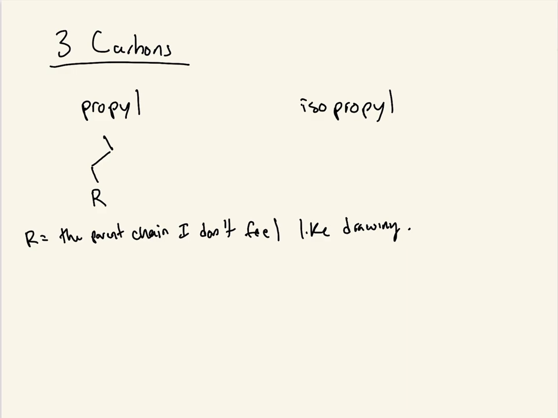And so then isopropyl is the peace sign. And we're only going to go up to 4 carbons. Once you get to 5, then the isomers start to get pretty complicated. So we're not worried about that. So 4 carbons.